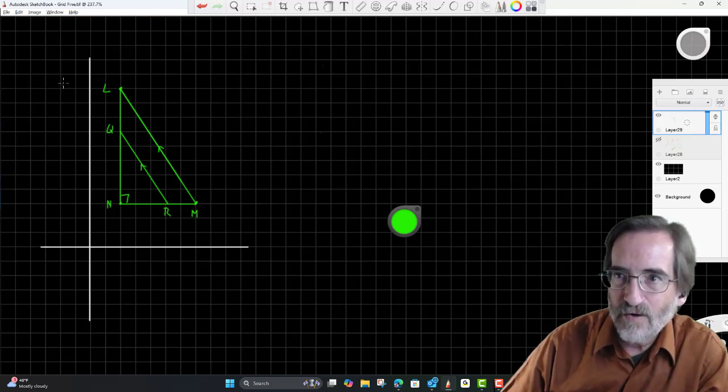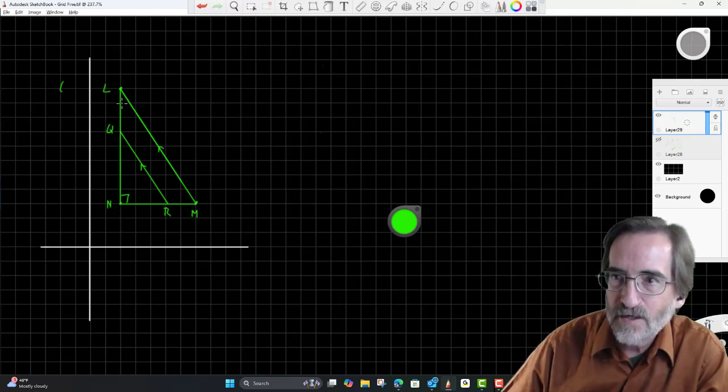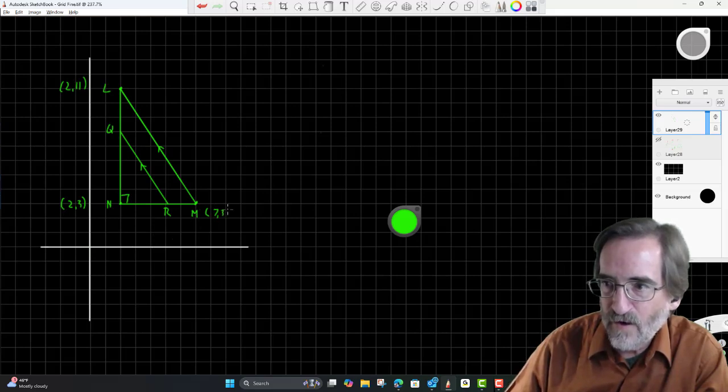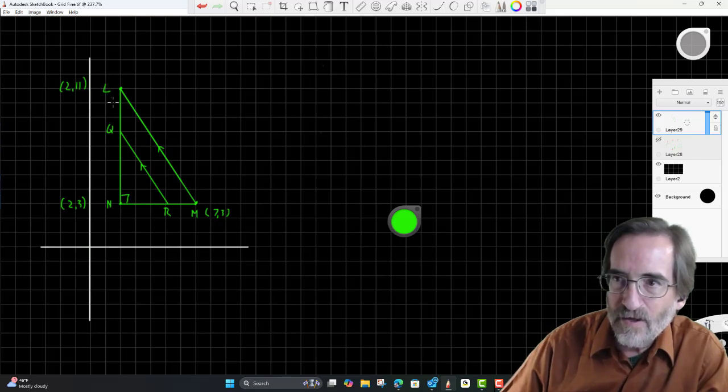L here is (2, 11). N is (2, 3). M is (7, 3). And L, we already have L. Q is (2, 8).